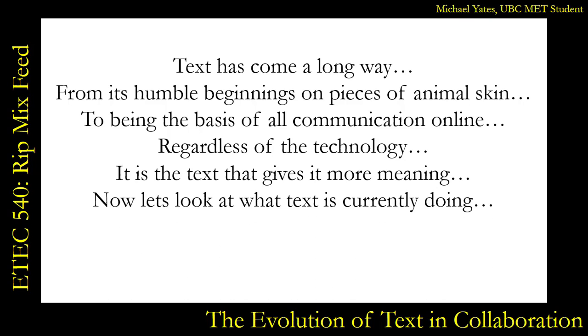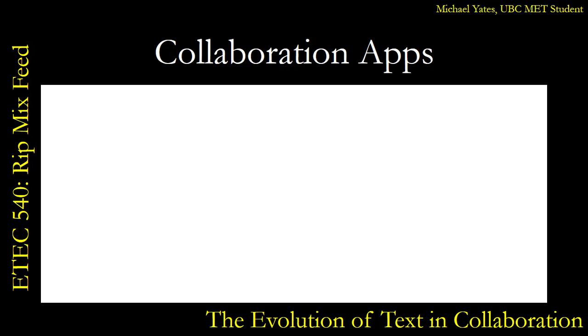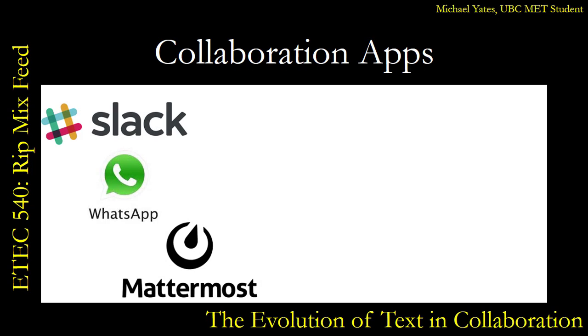Now let's look at what text is currently doing to aid communication online. Okay, so these are collaborative apps, or collaboration apps. I'm talking more about just the text-based ones. A lot of these do have voice over IP type things, but I'm just looking at the text in them. So if you look at Slack, WhatsApp, and Mattermost, these are basically communication apps that you type something in. They're instant messengers basically that have evolved into incorporating other technologies.